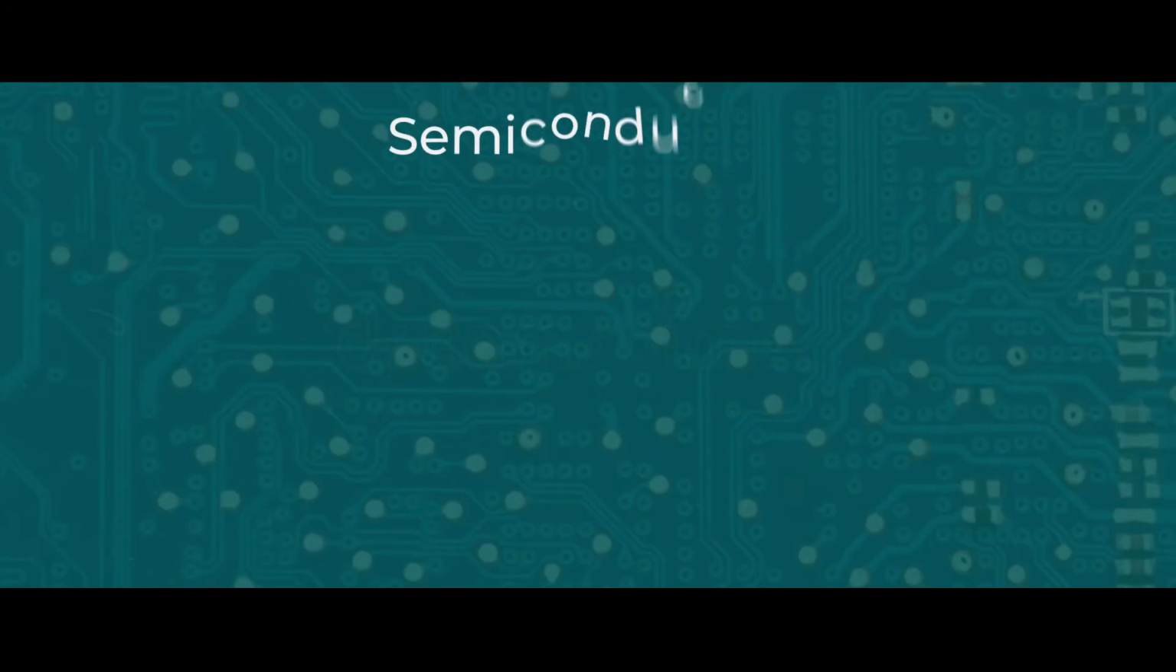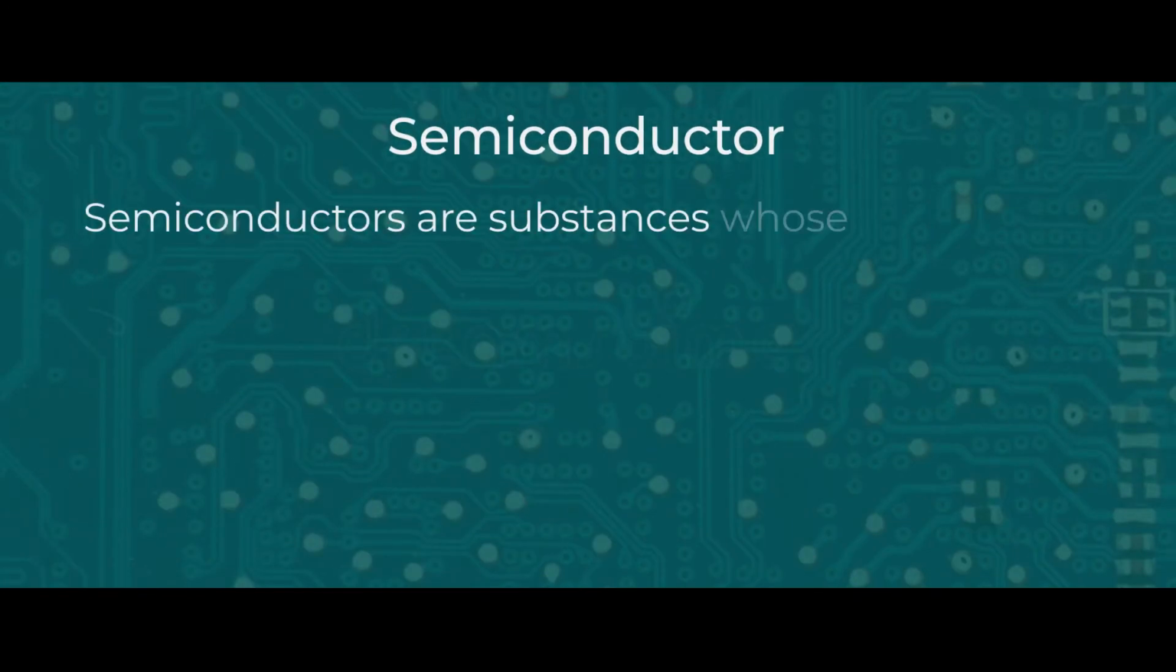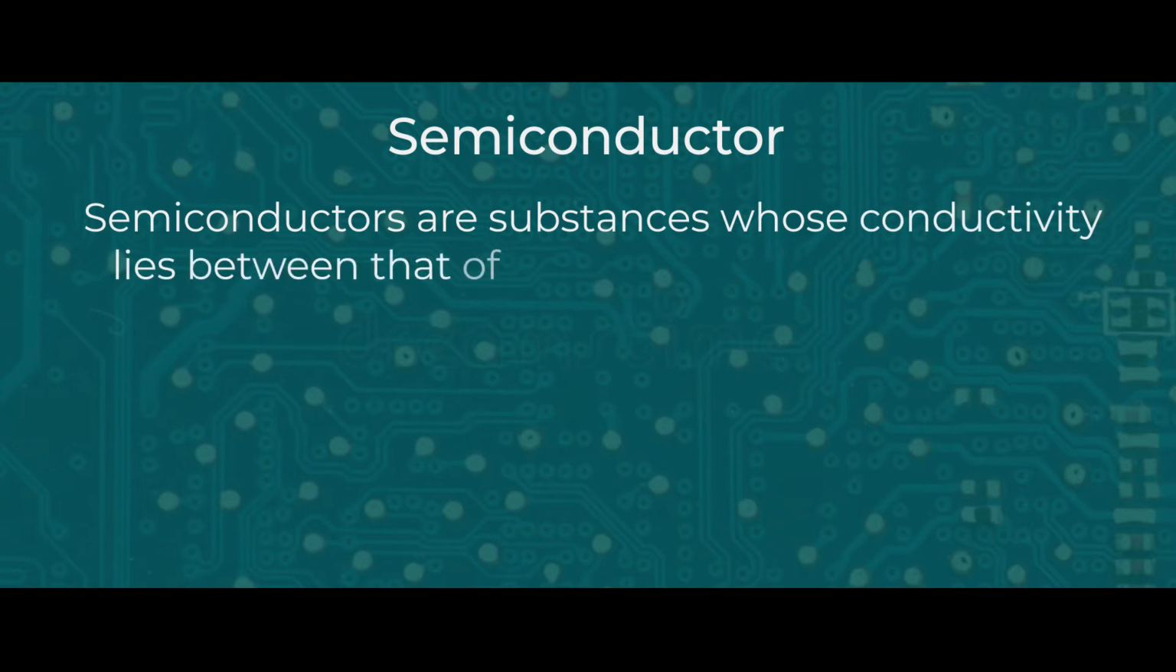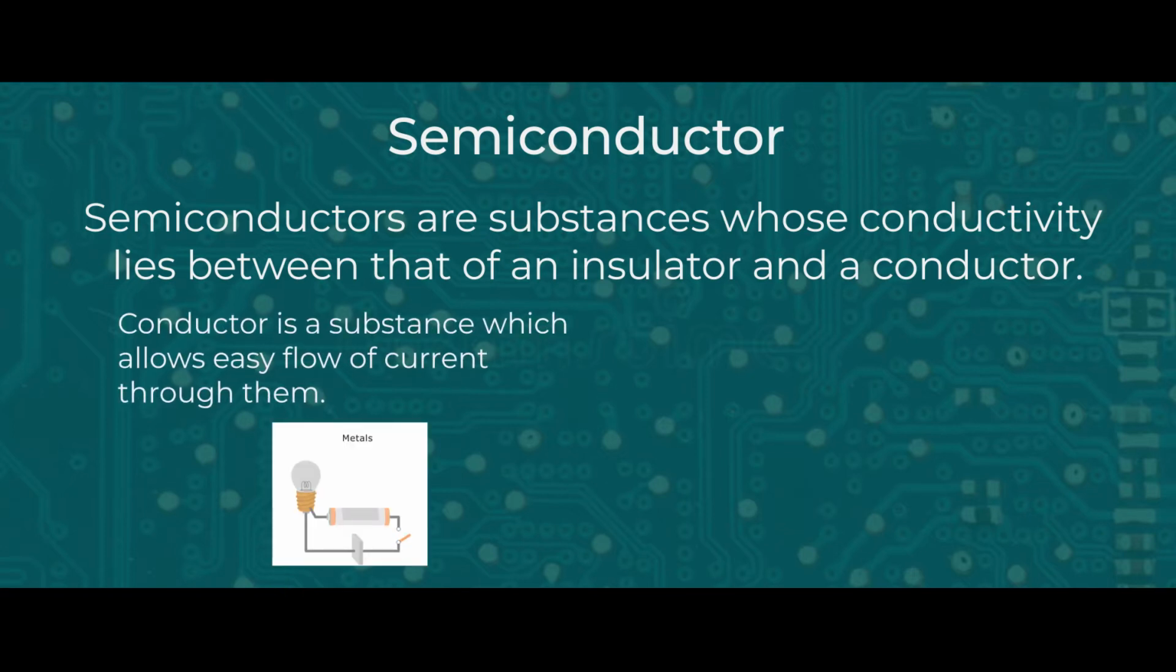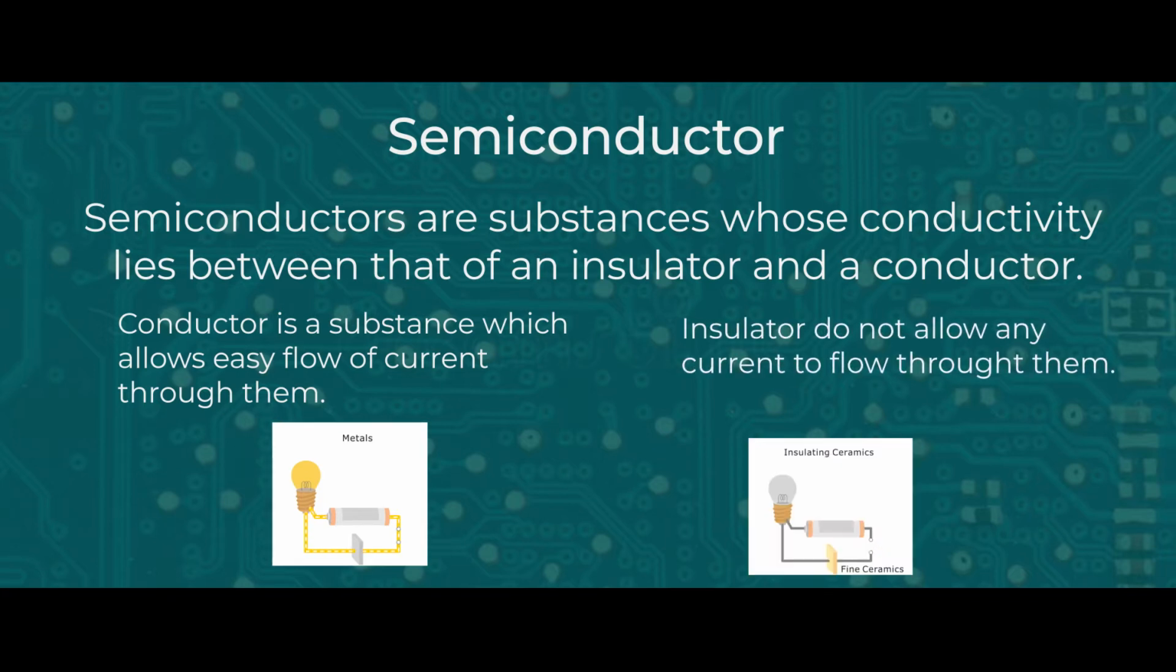Now let's look at the definition of semiconductor. Semiconductor is a substance whose conductivity lies between that of a conductor and an insulator. I hope you know about conductor and insulator. A conductor is a substance which allows easy flow of current through it, whereas insulators do not allow any current to flow through them. So the conductivity of a semiconductor lies between conductor and insulator.